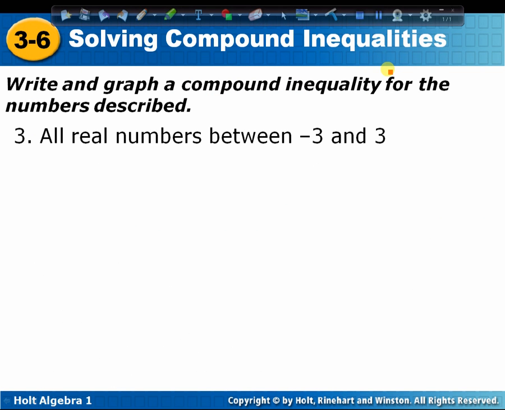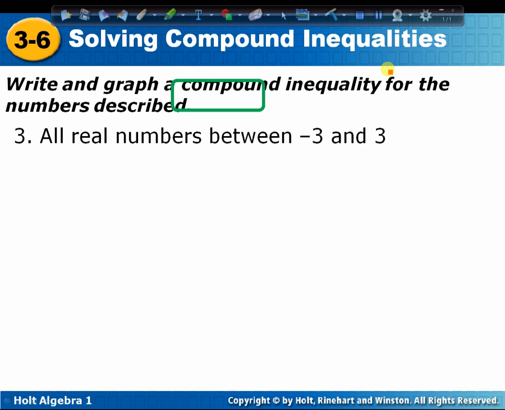Number 3 says all real numbers between -3 and 3. So take a minute, go ahead and write that down, all real numbers between -3 and 3. Also go ahead, take a minute, make sure you have 3-6 solving compound inequalities written at the top of your paper to make sure that you have these notes labeled. All right, it says all real numbers between -3 and 3.